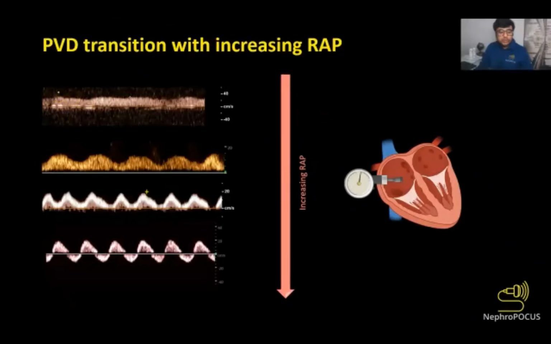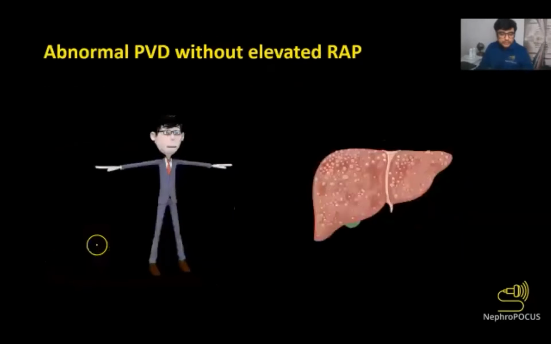And what happens to the portal venous Doppler waveform with increasing right atrial pressure? The waveform becomes more and more pulsatile with increasing right atrial pressure. And further increases in right atrial pressure will lead to this to and fro pattern where you can see this below the baseline flow, or flow reversal.